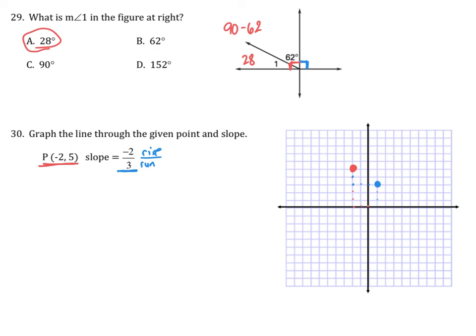I follow this pattern again: down 2, right 3. Down 2, right 3. And down 2, right 3. As a reminder, I also could have done up 2, left 3, and notice that's the same pattern. There's the line. Now don't forget, when you're done, it says graph a line, so I have to draw a line through it to finish it out. Now I have a line and I am done.